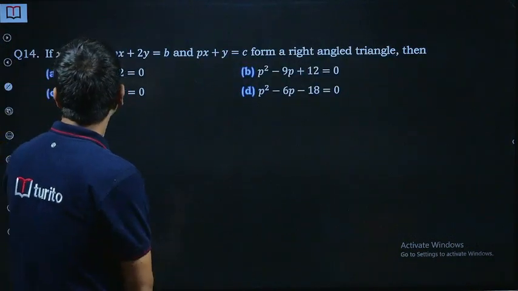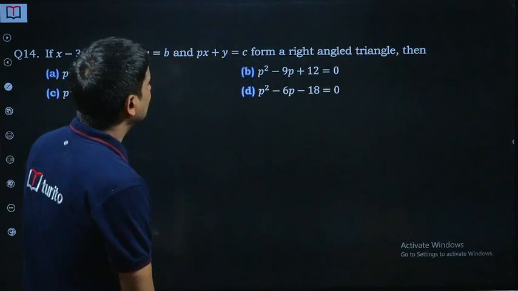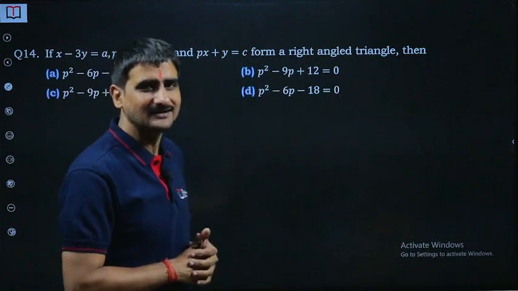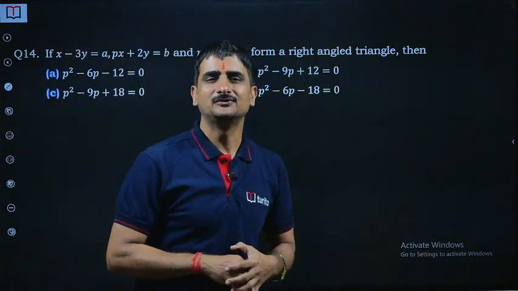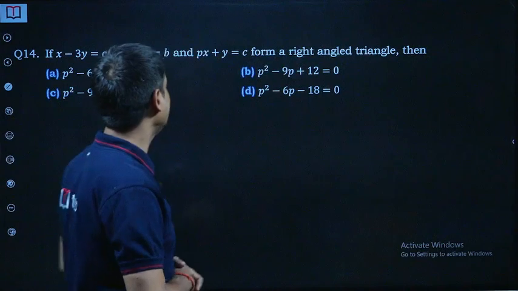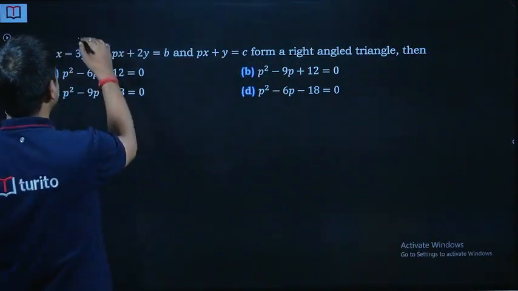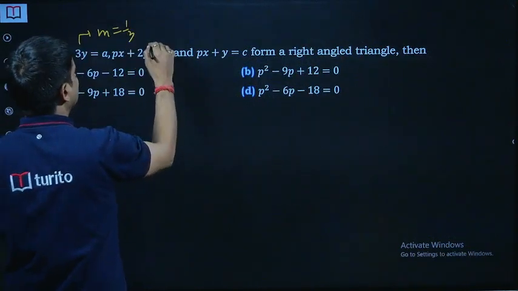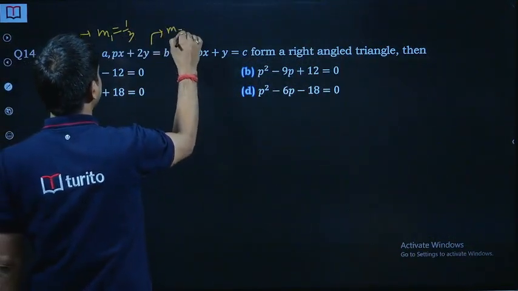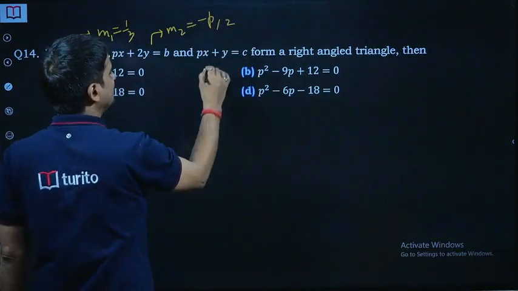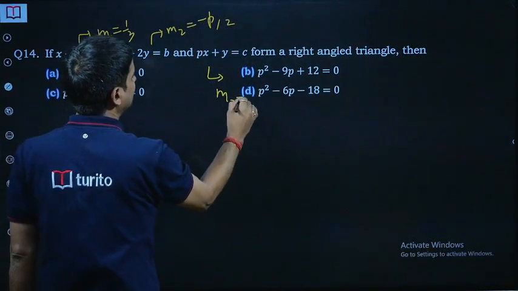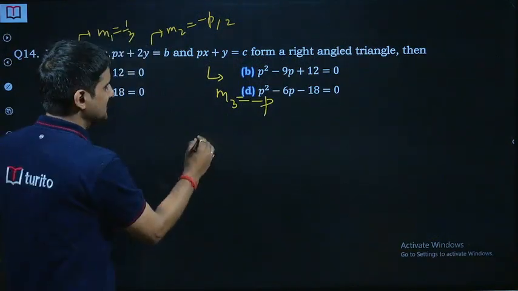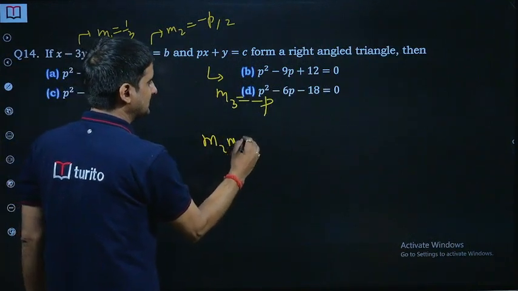Nothing great about it. If x minus 3y form a right angle triangle, so again a simple one, for a right angle triangle, the product of slopes of two lines should be -1 here, bachcho. So the slope of this line is minus A by B, which is 1 by 3. Slope of this line M2 is minus P by 2. Slope of this line M3 is minus P. So can we have M2, M3 as -1?